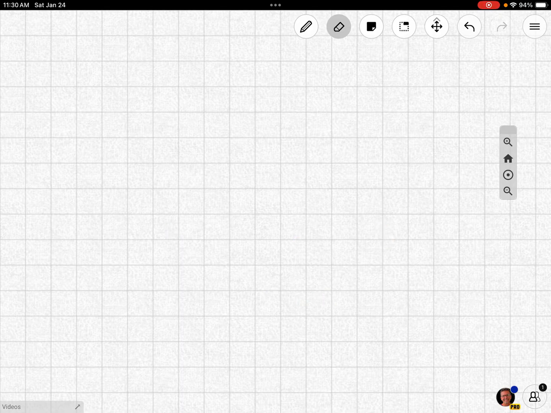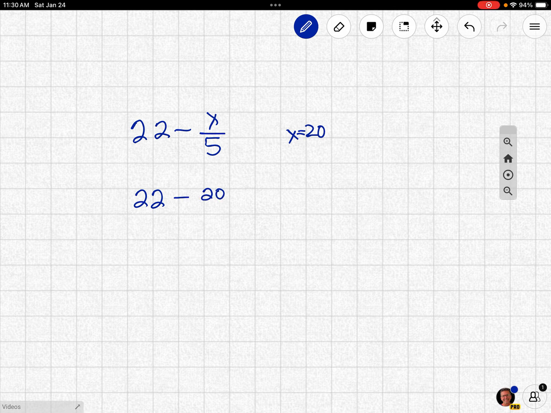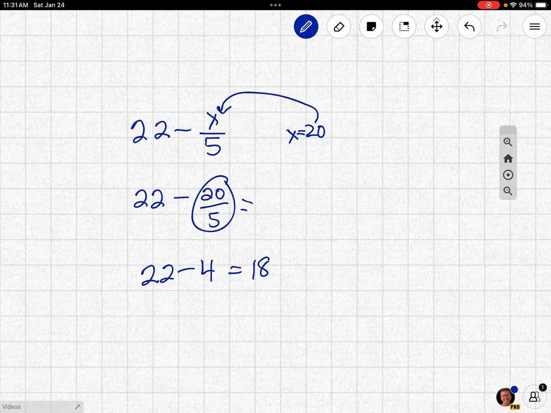Here we go. Next one says 22 minus x over 5, and x, it says, is equal to 20. So we're going to rewrite this, 22 minus, substitute the 20 in for the x, over 5, which is equal to 22 minus 20 divided by 5 is equal to 4. And that makes 18. 22 minus 4 is 18.